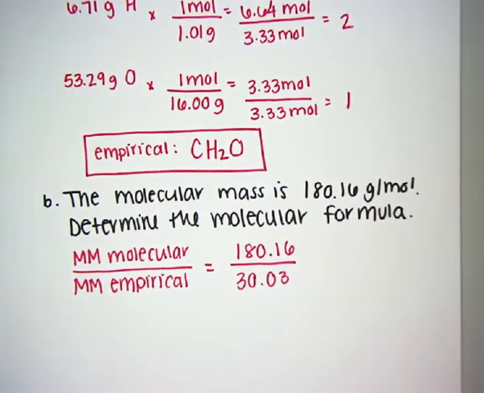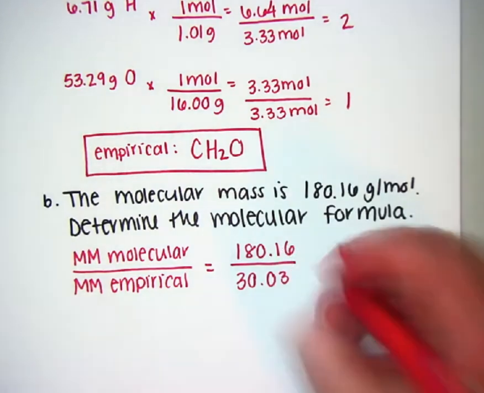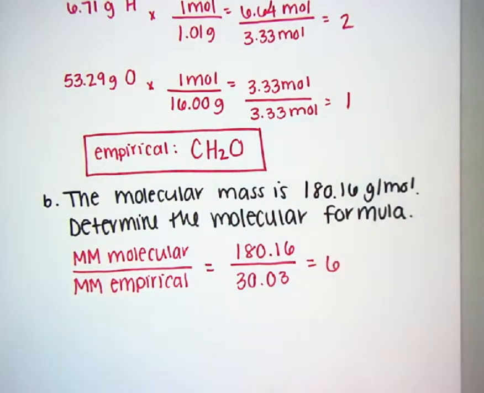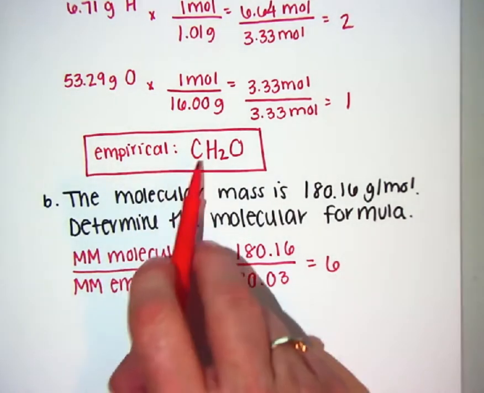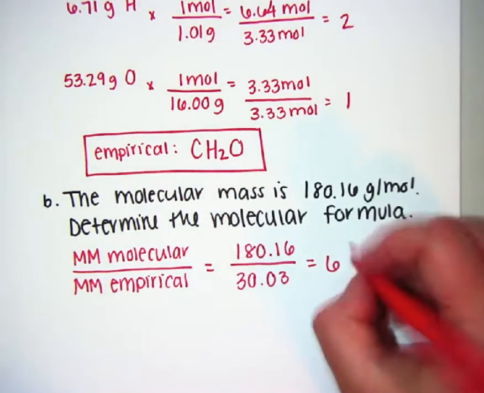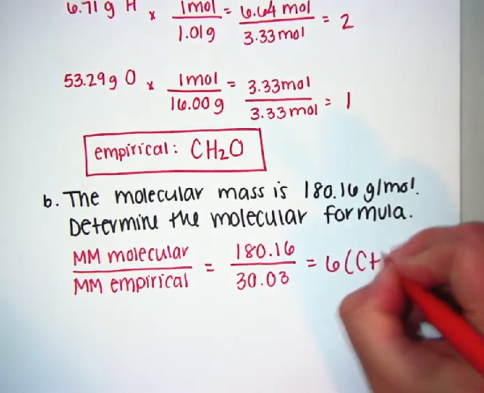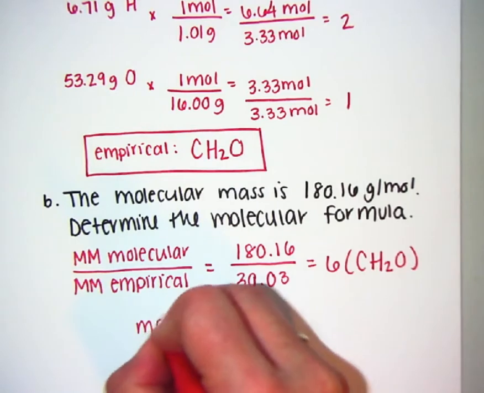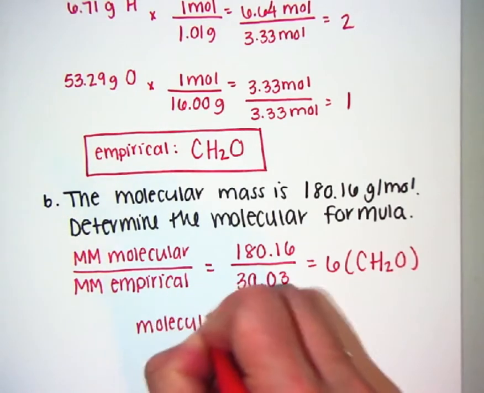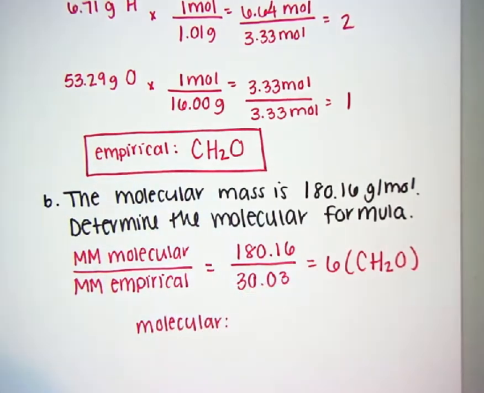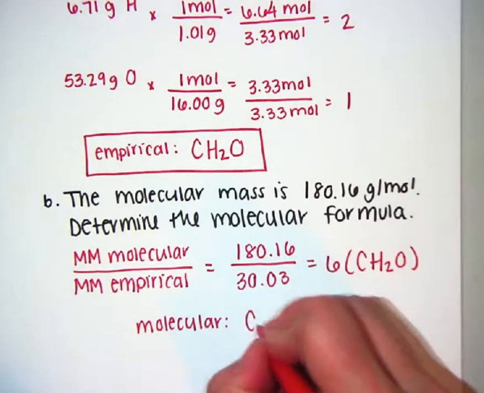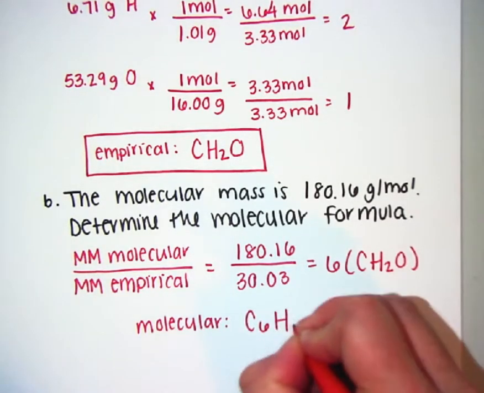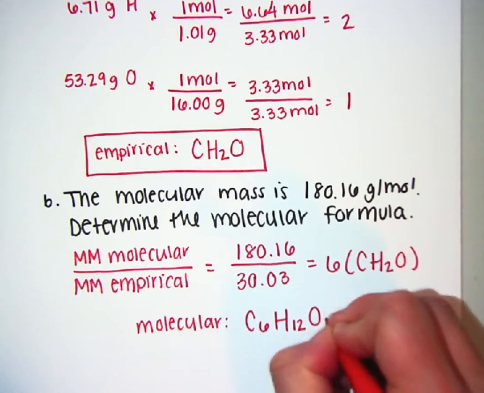So now I can do molecular divided by empirical, and that should give me about 6. That means I'm going to multiply every subscript in my empirical formula by 6. Leaving me with a molecular formula of C6H12O6.